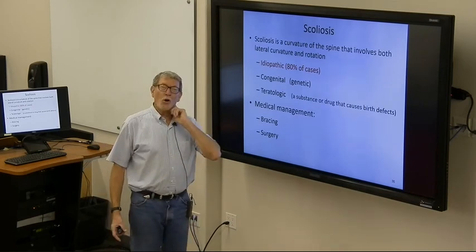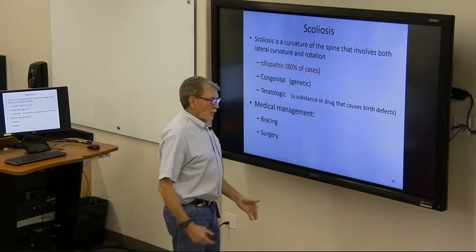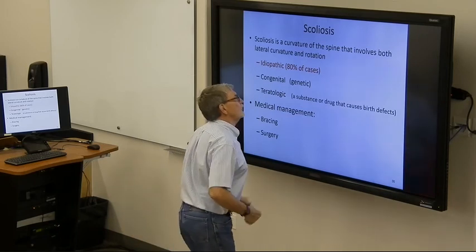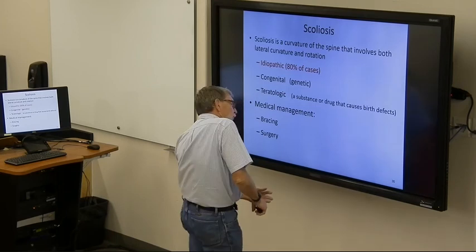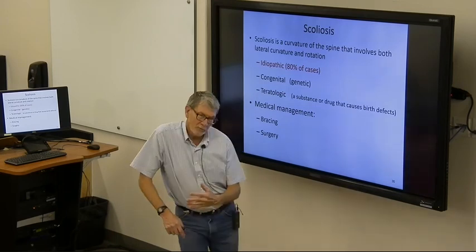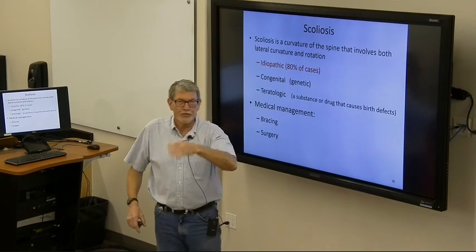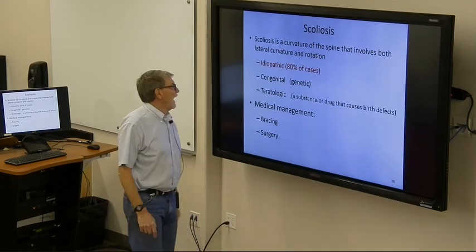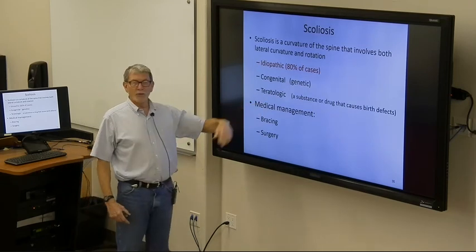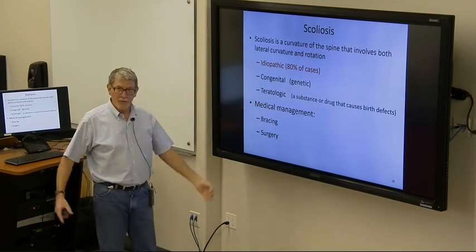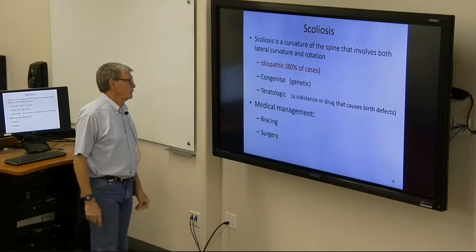Scoliosis is almost always idiopathic. Remember, this is lordosis. This is kyphosis. Scoliosis is an S-shaped curvature, a sideways curvature of the back. It can be teratogenic if mom took something that she wasn't supposed to take.